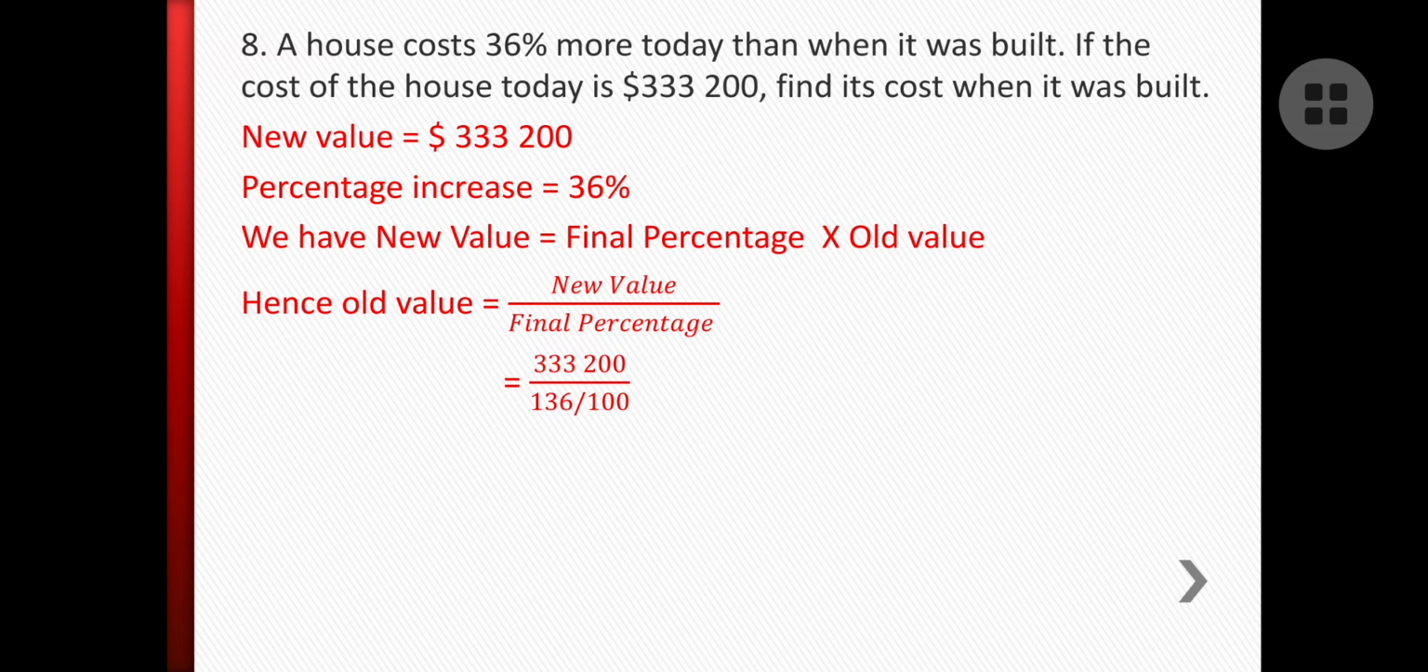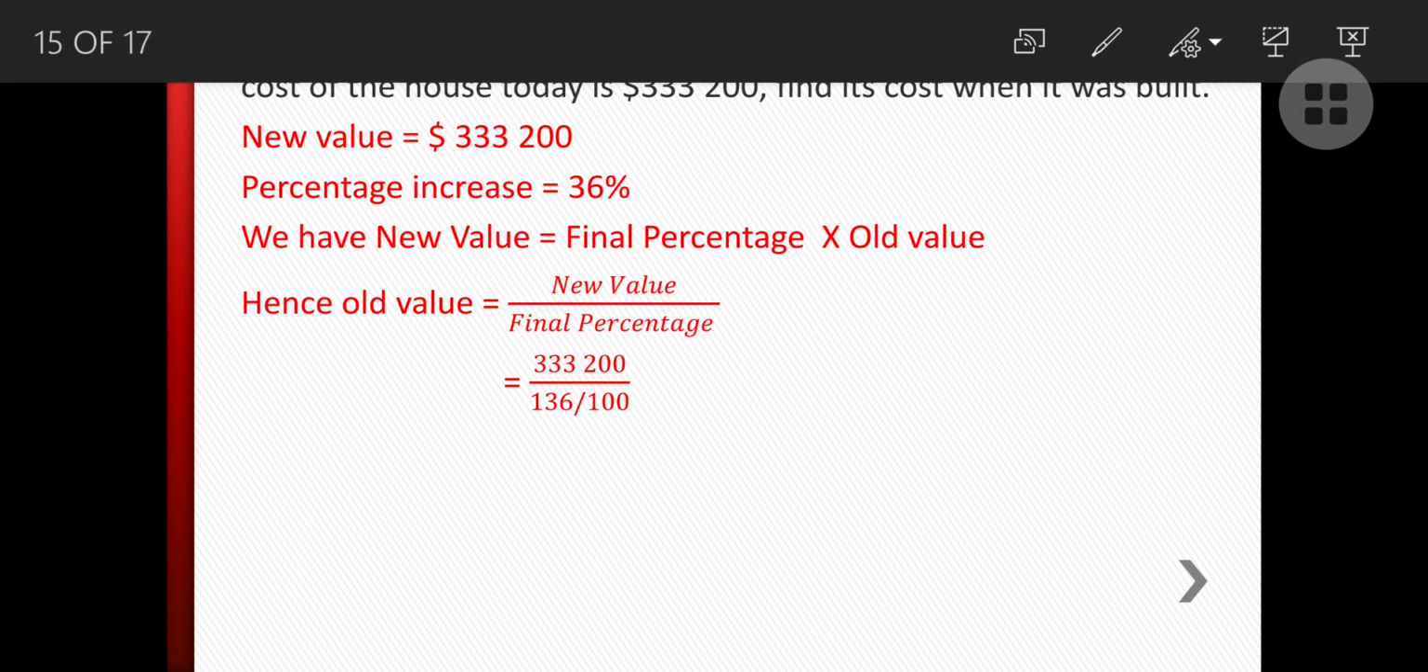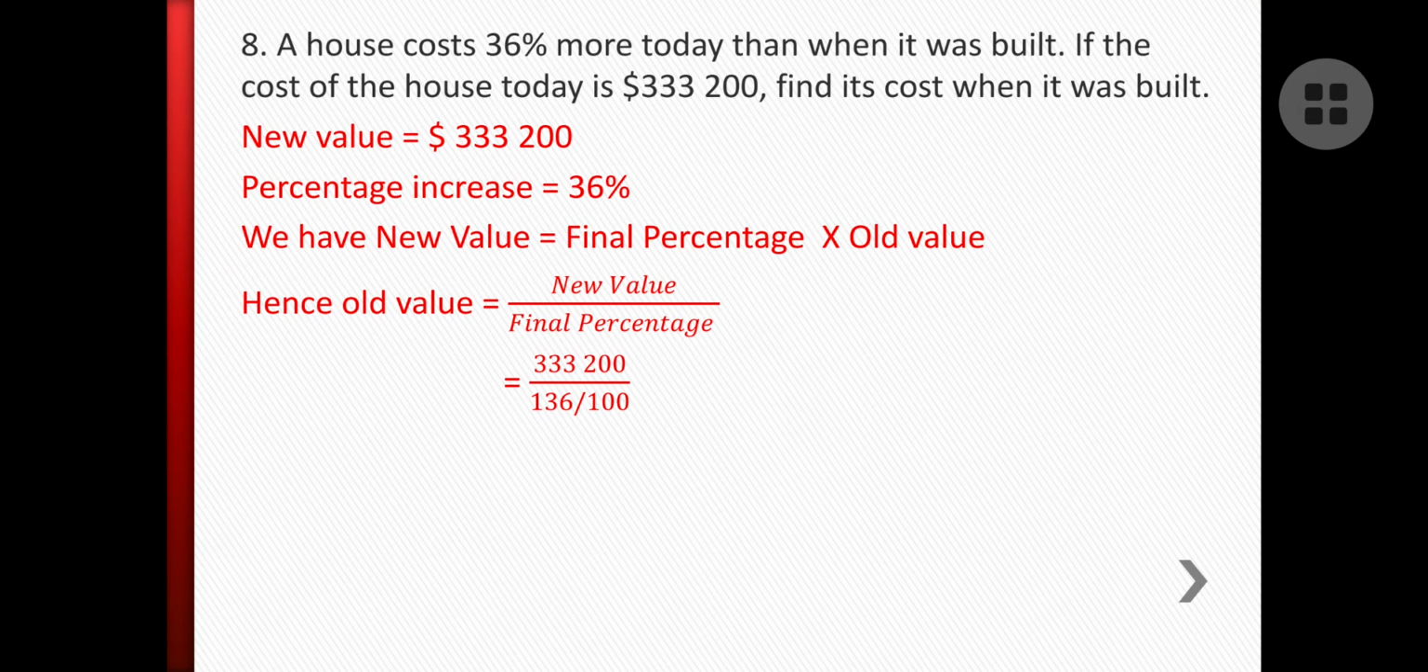When you take the reciprocal, it will be multiplied: 100 by 136. So 3,33,200 into 100 by 136. That's all. Now you can simplify. You can use your own method of simplification. Okay, I am just showing mine.